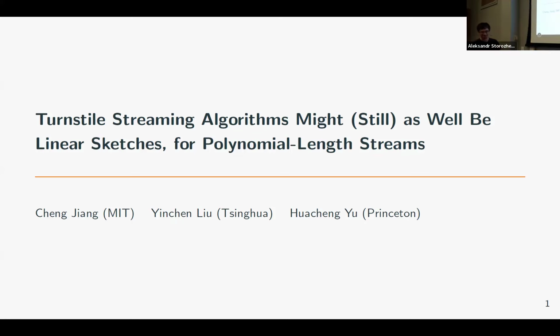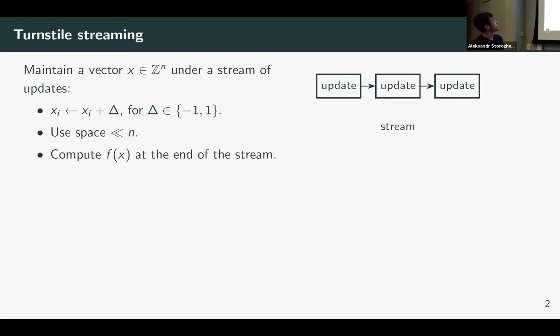Thank you very much for coming. Today I'm going to talk about some equivalence results about turnstile streaming algorithms and linear sketches. This is a recent joint work with two amazing undergrad students, Chen Jiang from MIT and Yichen Liu from Tsinghua. Okay, so first, what are turnstile streaming algorithms?